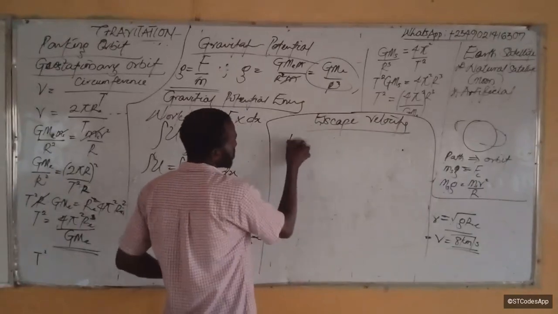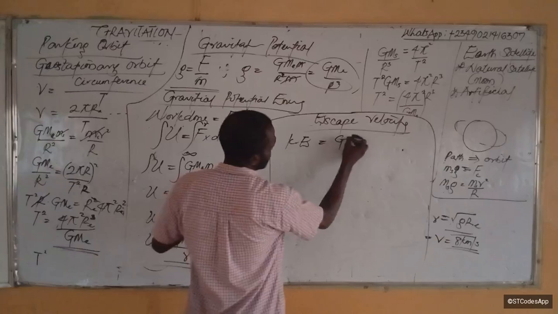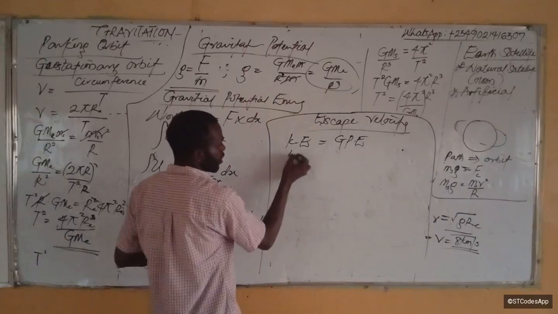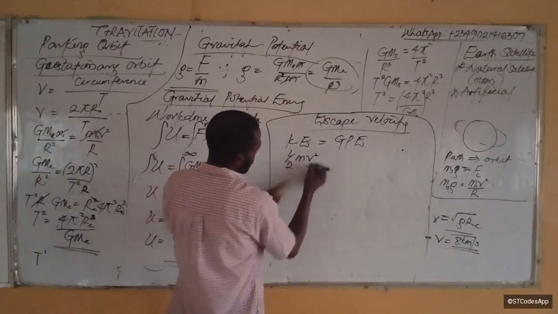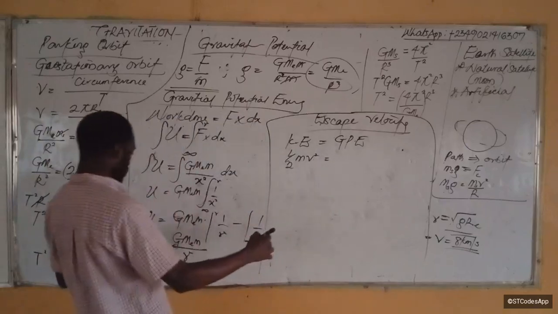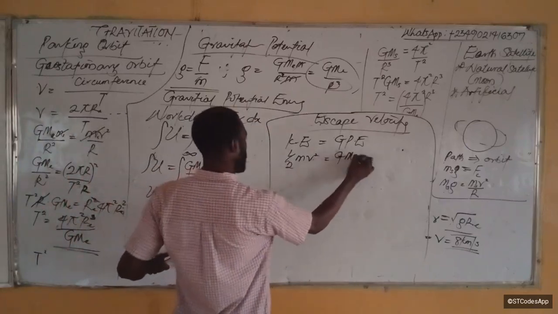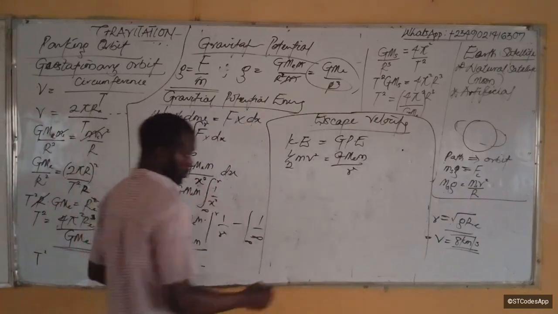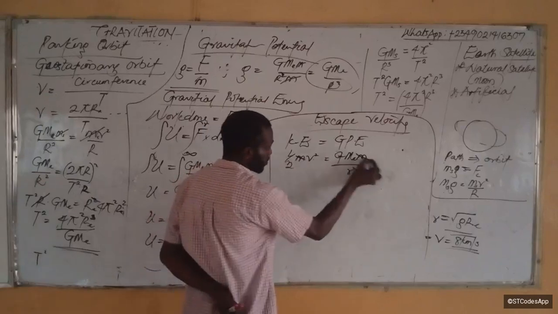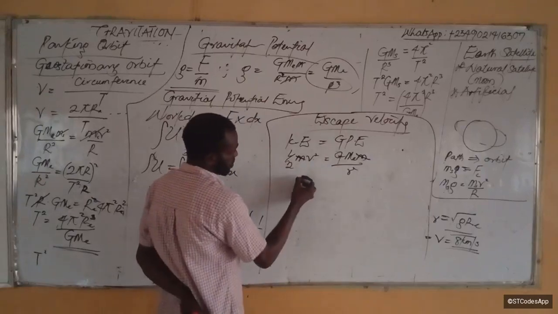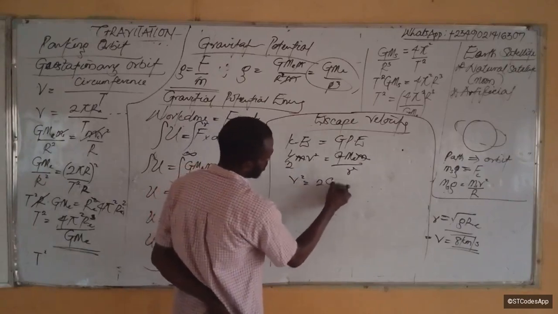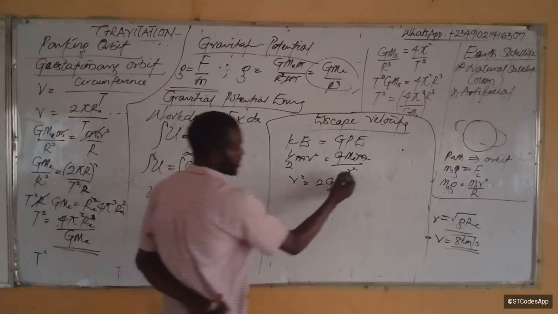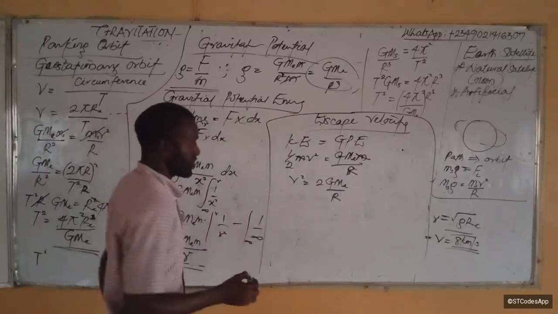So the escape velocity will be where the kinetic energy that the body has is equal to the gravitational potential energy at any point. So that will be half mv squared for the body equal to the gravitational potential energy, GMEm over r. The mass of the body cancels, so that we have v squared equal to 2GME over r. Is that clear? This r will be the big R, the radius of the Earth.